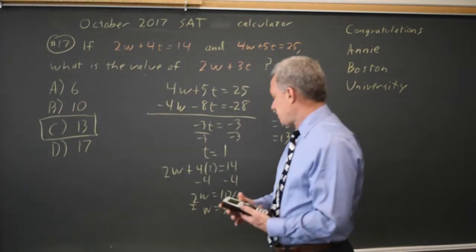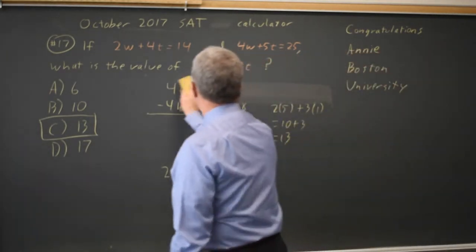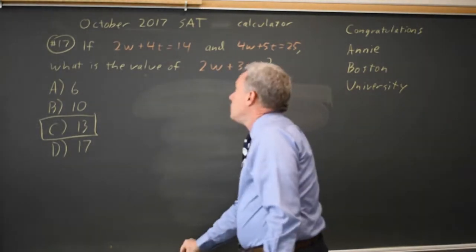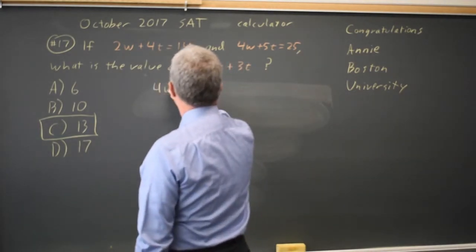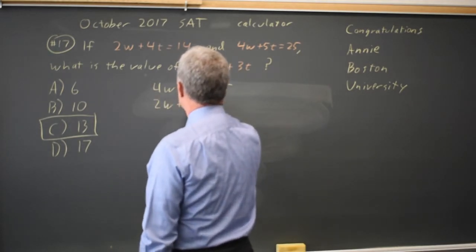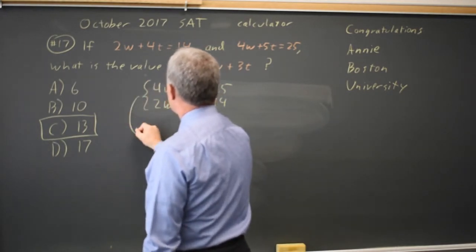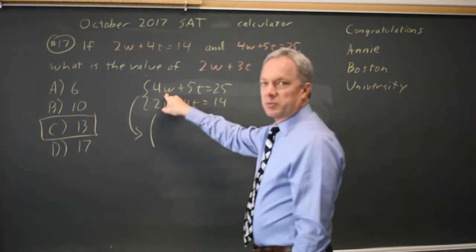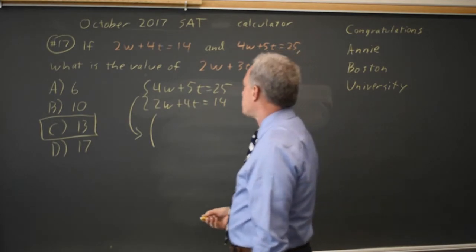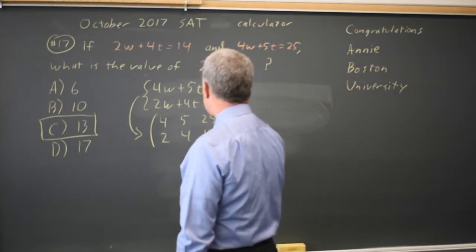Alternatively, I can solve this on the calculator, and that is my favorite method for systems of equations on the calculator section. If I write the system 4w plus 5t equals 25, 2w plus 4t equals 14, and I put this in matrix form, notice that the variables are in the same order for both equations, equals a constant by itself without a variable on the right. So I have 4, 5, 25, 2, 4, 14.